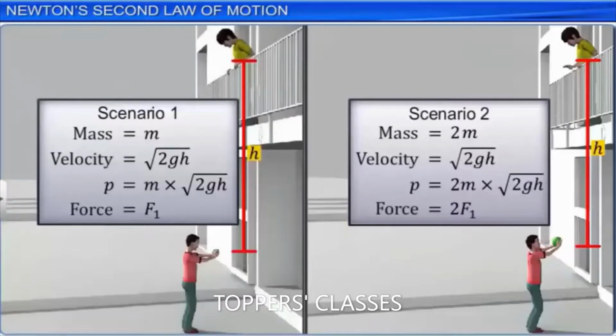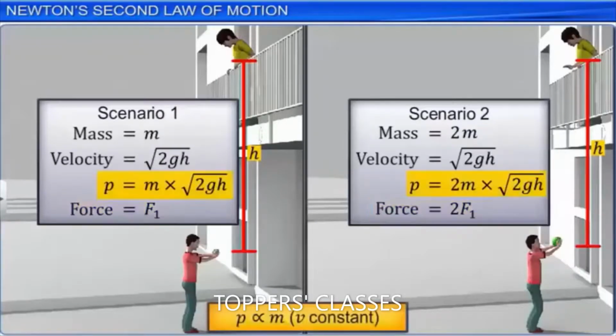Between these two scenarios, the mass of the ball doubles, but the final velocity remains the same. Therefore, the momentum of the ball also doubles. Consequently, the force applied to catch the ball also doubles. Here, the momentum of the ball increases due to an increase in its mass.